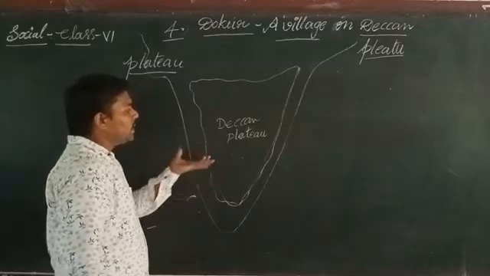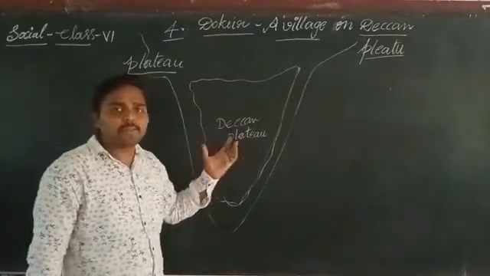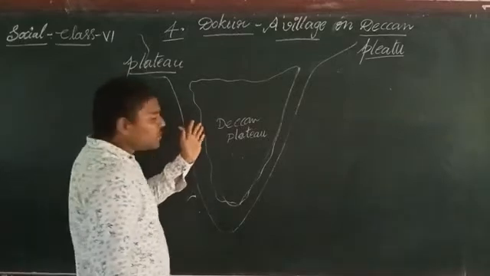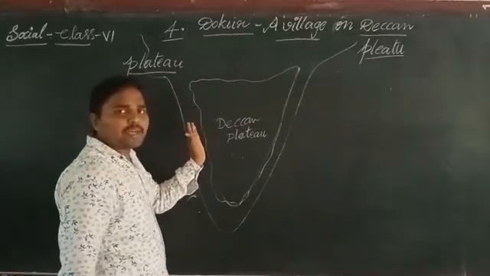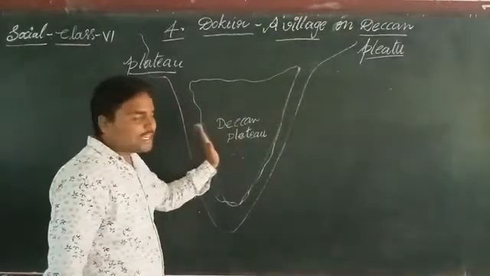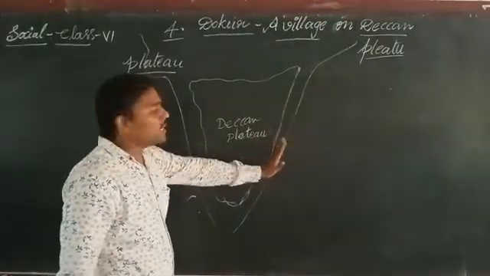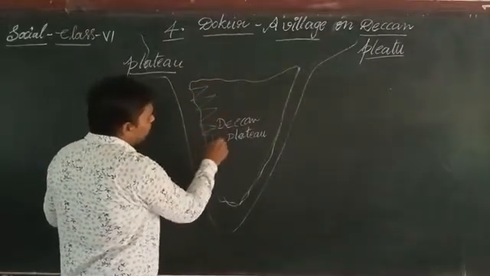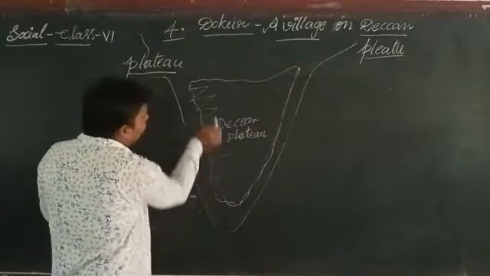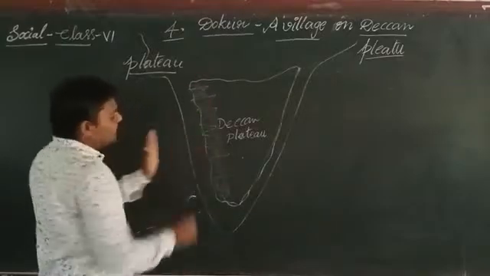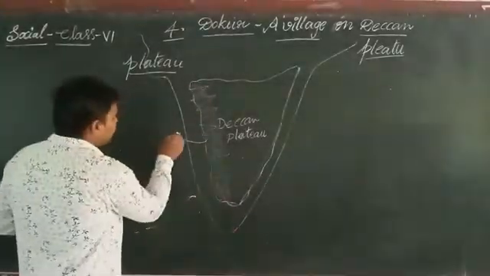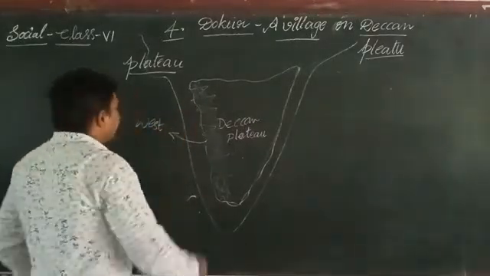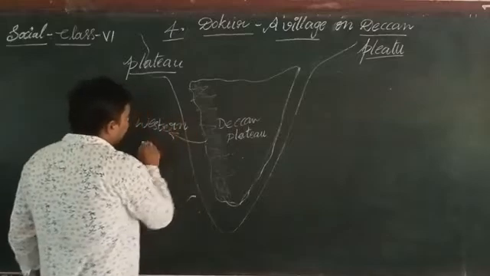The Deccan Plateau is in the shape of a triangle, and it spreads from the west side of India to the east side of India. It has very high peaks, very high lands, at the west side of India. Those are called the Western Ghats.